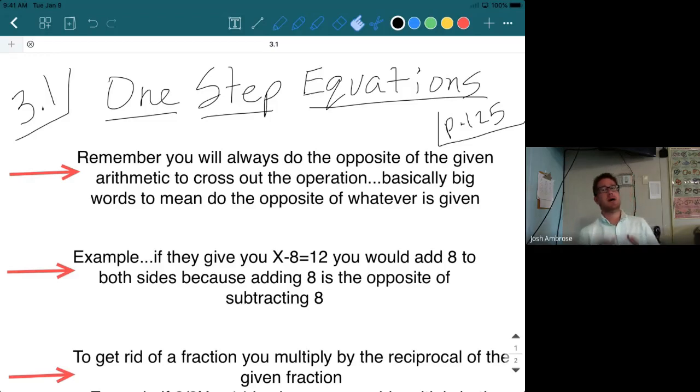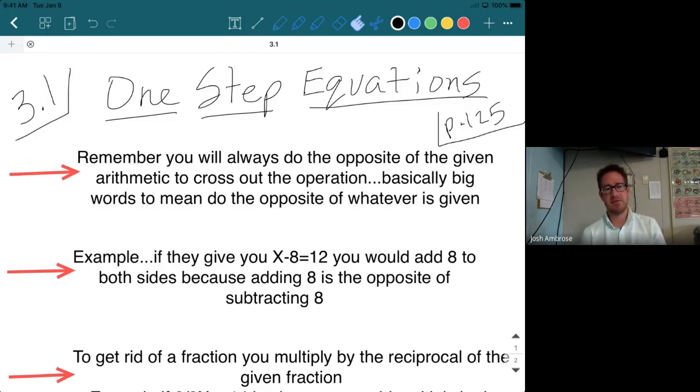Okay, so basically, here's the intro. Remember, you will always do the opposite of the given arithmetic, depending on how you want to pronounce it, to cross out the operation. All right, big words. What is Mr. A talking about? Whatever they give you, do the opposite. If they give you x plus 8, you're going to subtract 8. If they give you 2x, you're going to divide by 2, because 2x means multiply by 2.